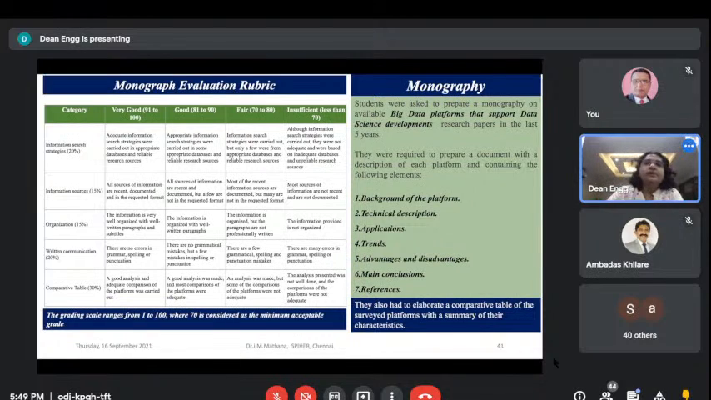Now the faculty has to evaluate that report, right? For that, the faculty prepared a rubric also. So this is the rubric. The rubric consists of 5 categories. One is information strategy. For that, 20% weightage is provided. Then information sources, 15%. Then organization of the report, 15%. Writing communication of the student, 20%. Then comparative table, 30% weightage is given by the faculty.